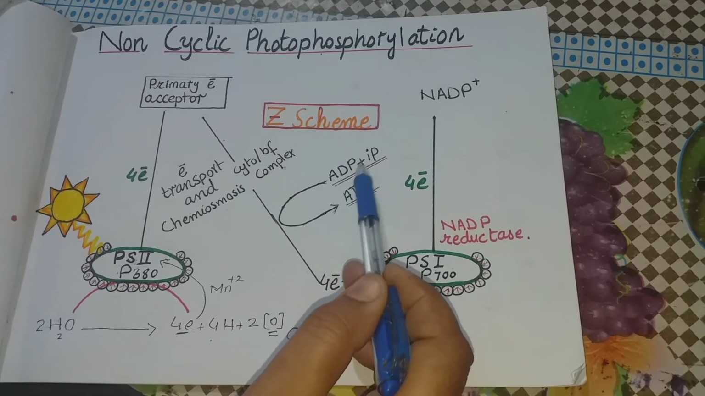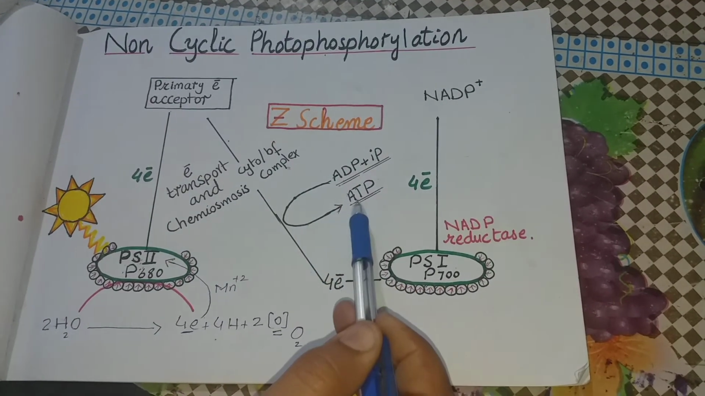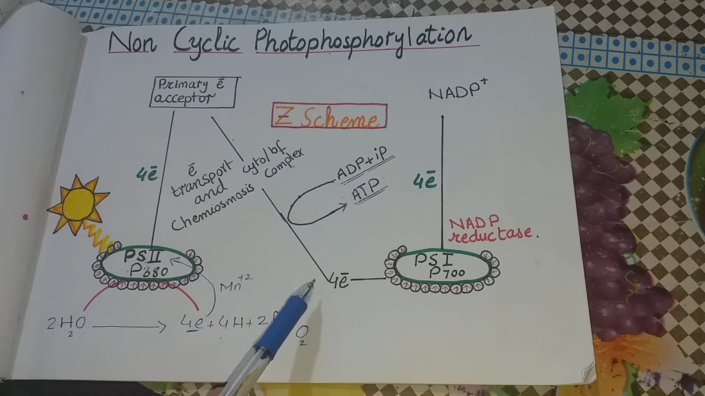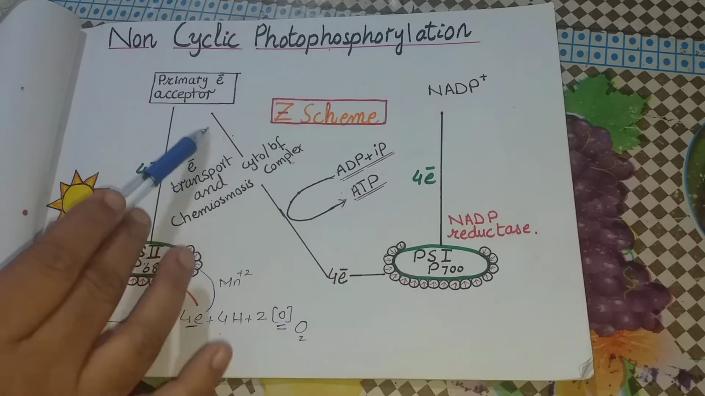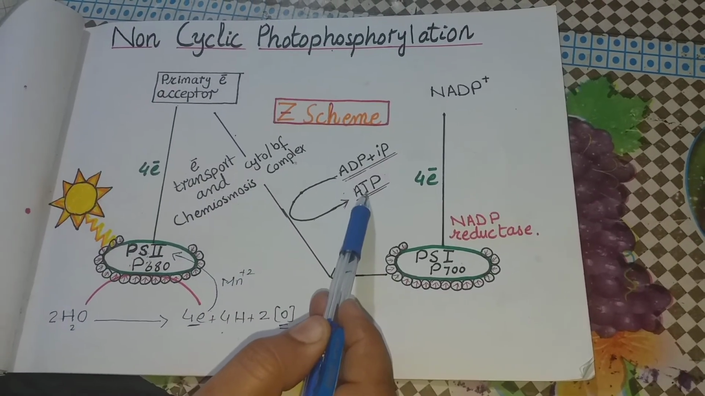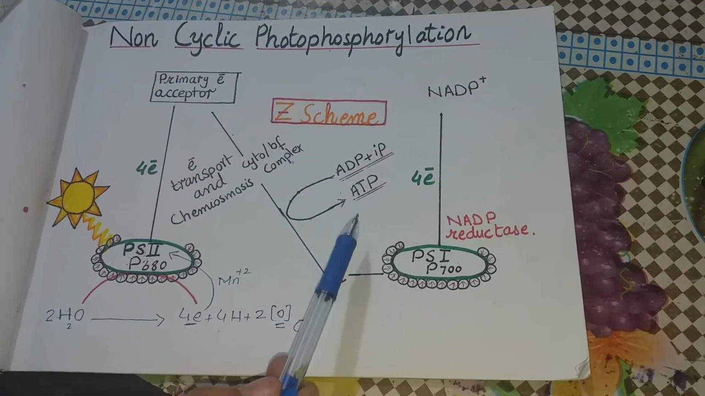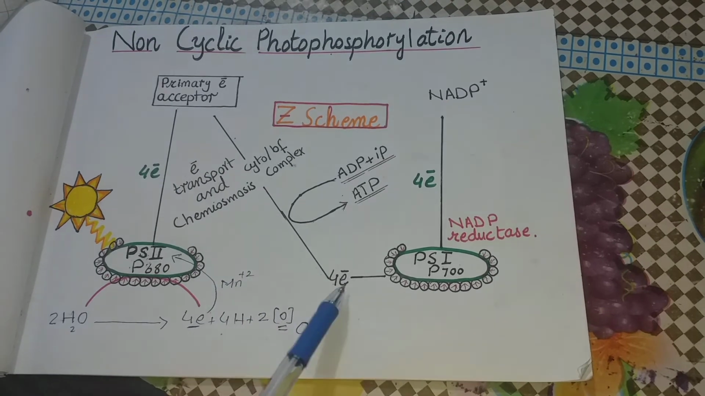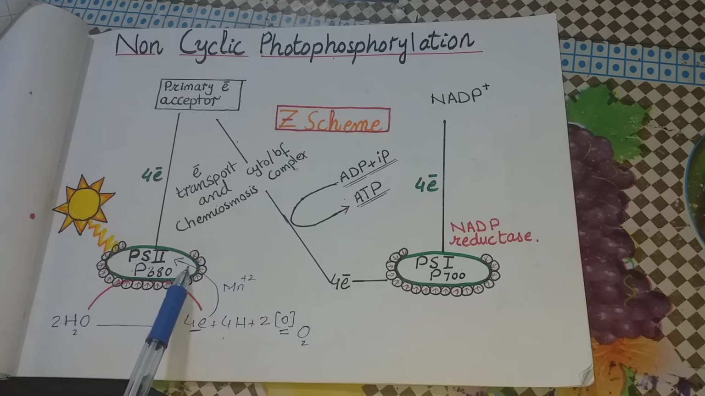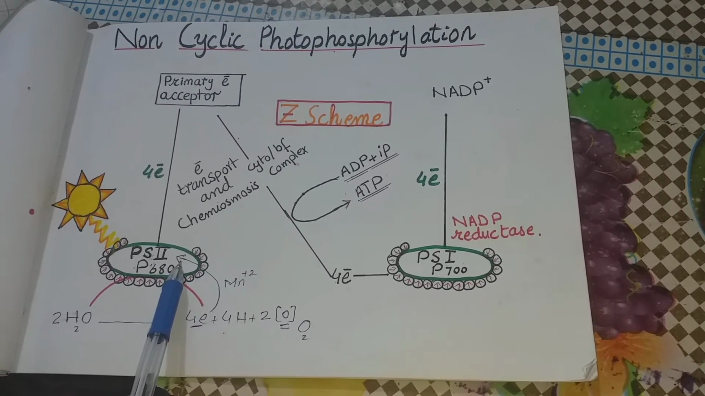Adenosine diphosphate gets one phosphate and makes ATP, and for this reaction the energy is supplied by these electrons. As they come down, they lose their energy and this energy is utilized for the formation of ATP. So basically the synthesis of ATP is known as photophosphorylation. Now remember, these electrons have lost their energy. They want to come back to their home. If they come back to their home, then it would be cyclic photophosphorylation.